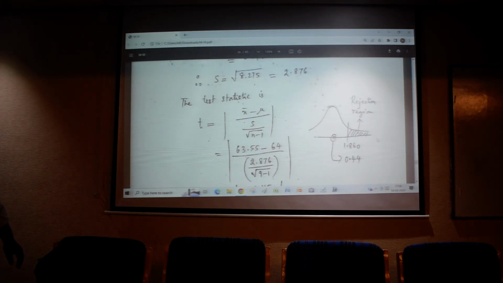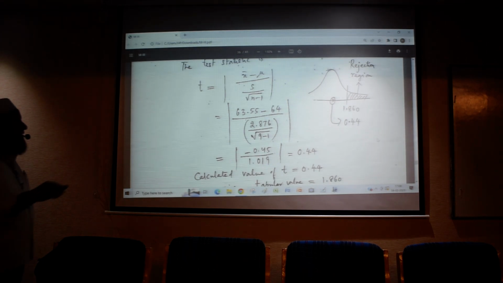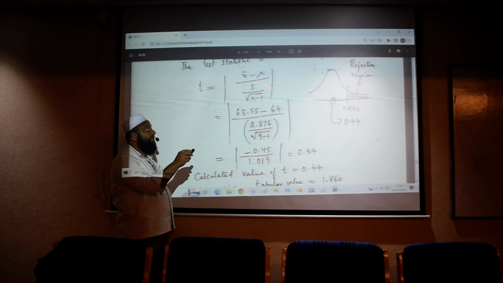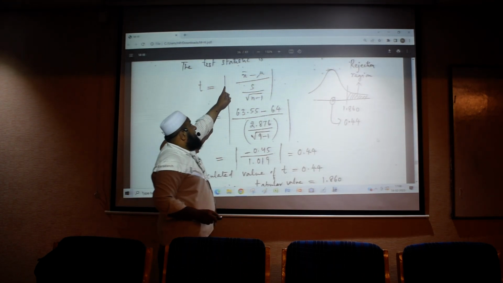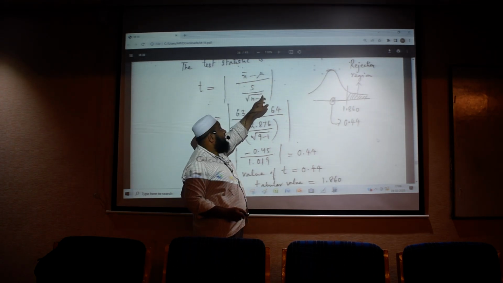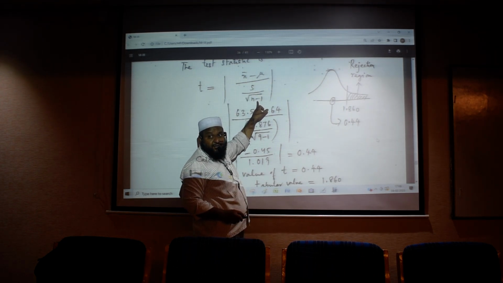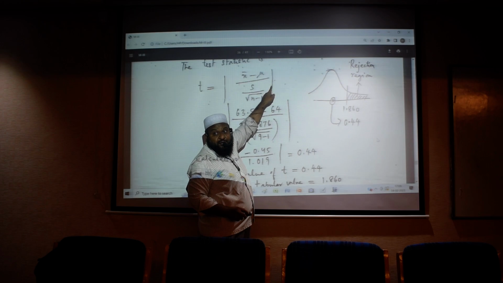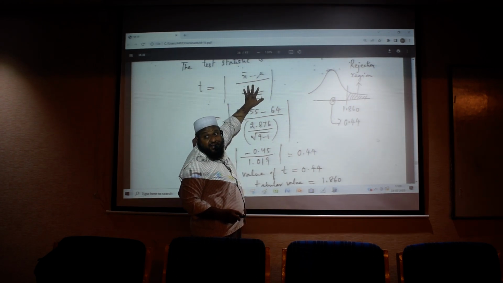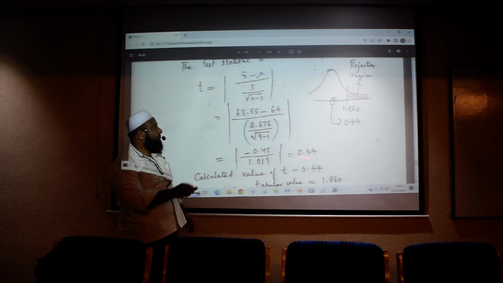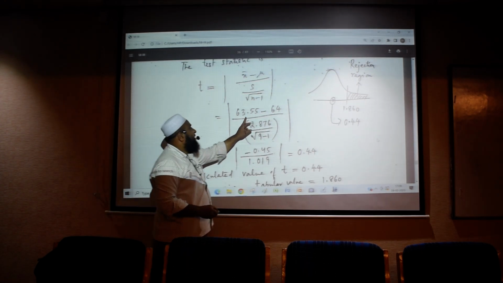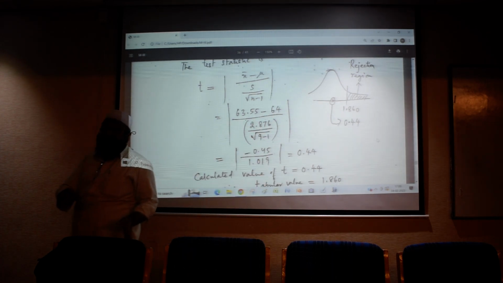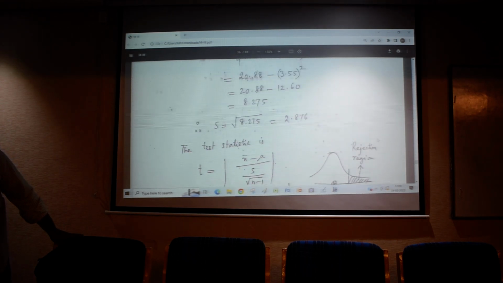Now for a single mean, this is the t value. In the t test you will calculate t. That t is x bar minus mu divided by s by root of n minus 1. This is the main fraction. The denominator contains again a fraction, s by root of n minus 1. I have just substituted the values: this is for x bar, this is for mu. The question was, can we accept that?